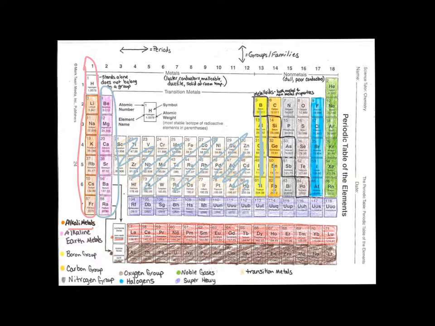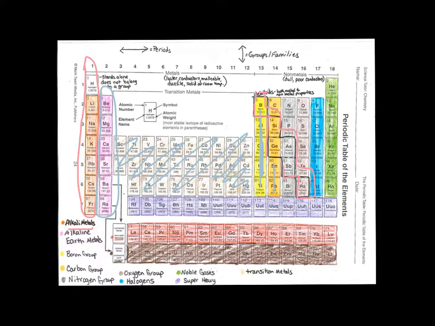Now, as we move across, we're going to see that we have a black box around 7 elements here, and these are known as our metalloids. The metalloids have properties of both metals and nonmetals, so they're kind of an in-between group. Those include boron, silicon, germanium, arsenic, antimony, tellurium, and polonium.